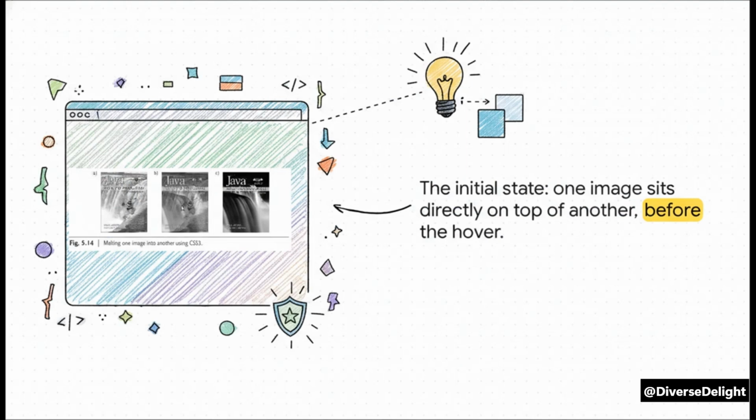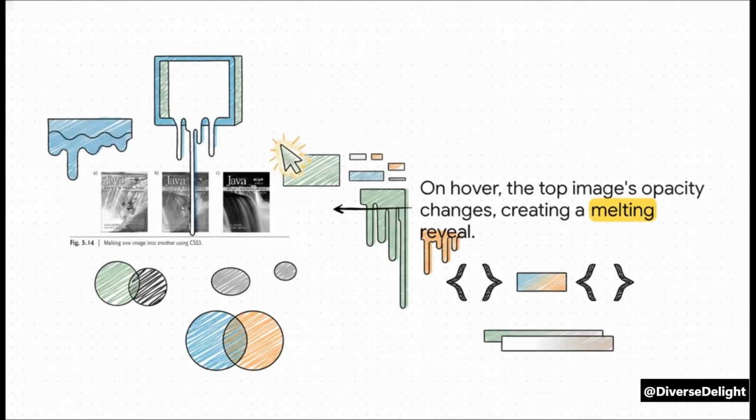So here's our setup. It's pretty simple. We just have one image sitting directly on top of another one. This is what the user sees when the page first loads, just a static book cover. Nothing too fancy yet. And boom, here's the after. When you move your mouse over the image, that top one just gracefully fades away, revealing the full-color version underneath.